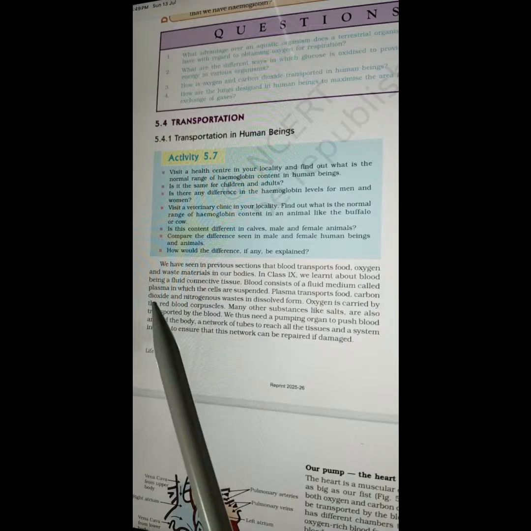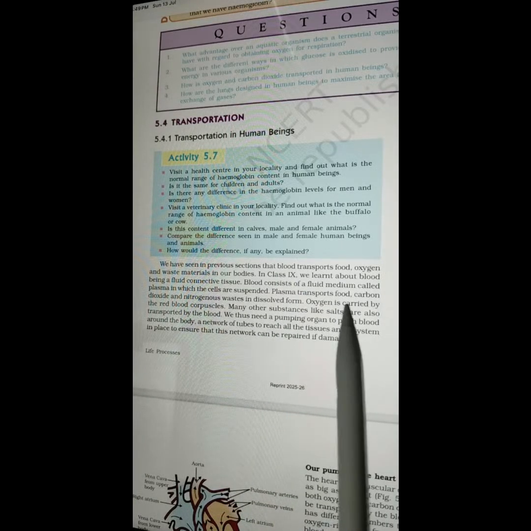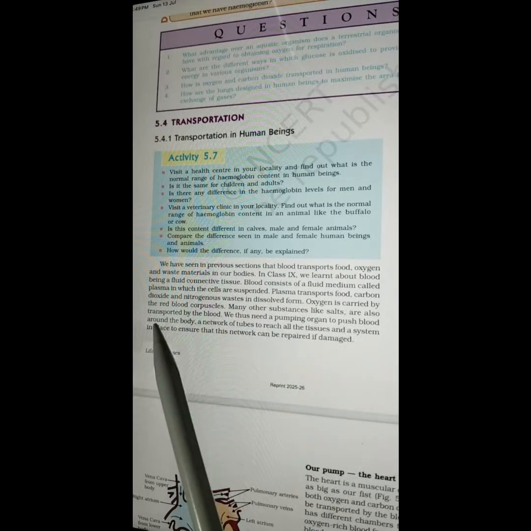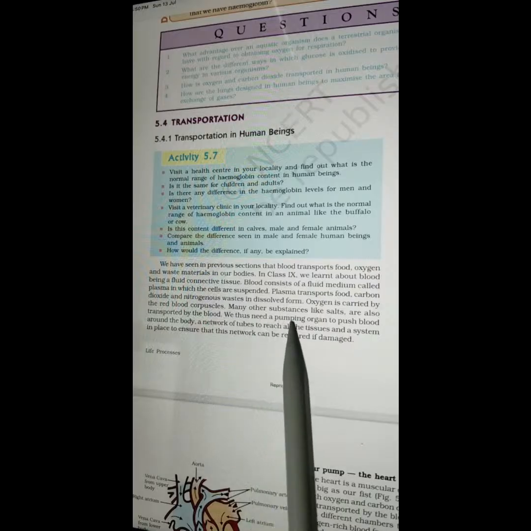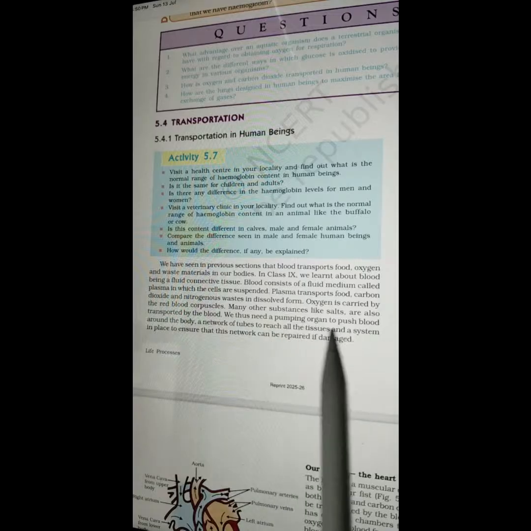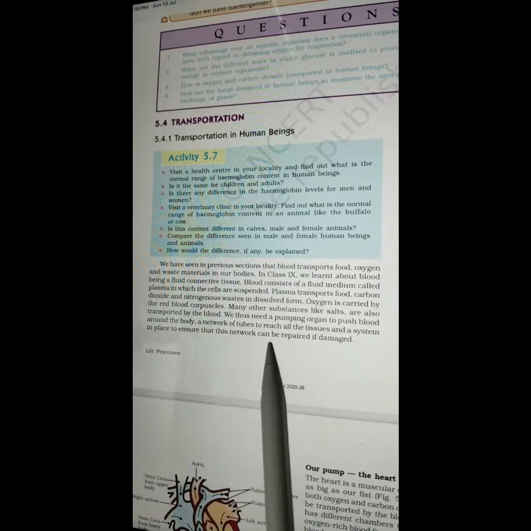We have seen in previous sections that blood transports food, oxygen, and waste materials in our bodies. In class ninth, we learned about blood being a fluid connective tissue. Blood consists of a fluid medium called plasma in which the cells are suspended. Plasma transports food, carbon dioxide, and nitrogenous waste in dissolved form. Oxygen is carried by the red blood corpuscles. Many other substances like salts are also transported by the blood. We thus need a pumping organ to push blood around the body, a network of tubes to reach all the tissues, and a system in place to ensure that this network can be repaired if damaged.